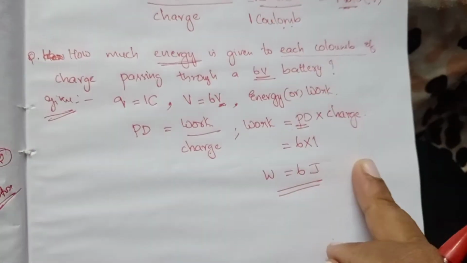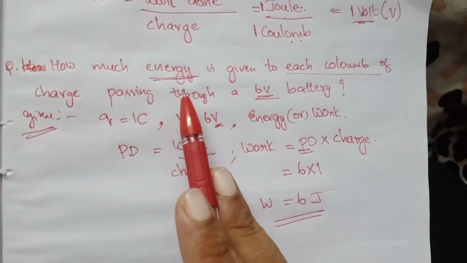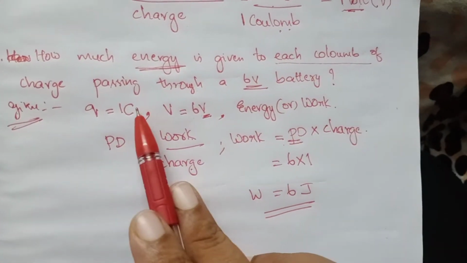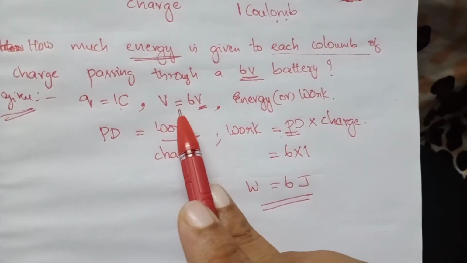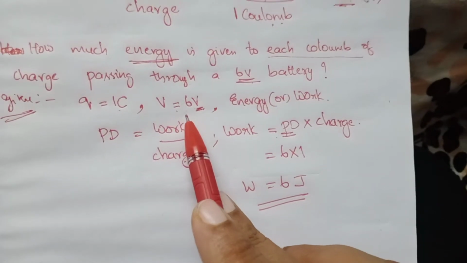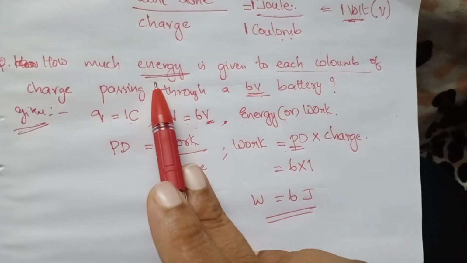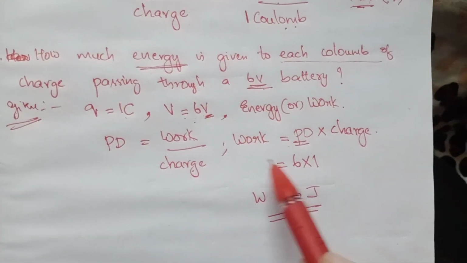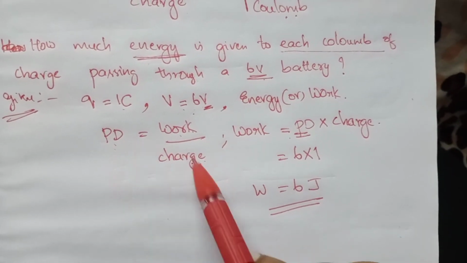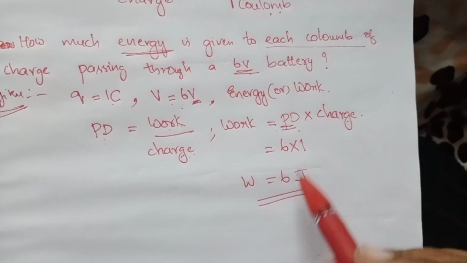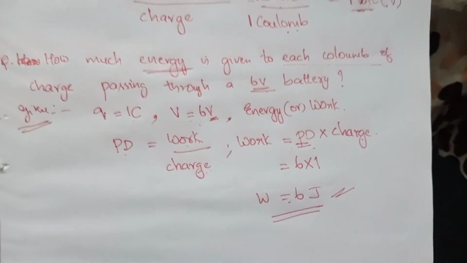Okay, so it's a very simple question. The value given is each coulomb, which means the charge is 1 coulomb, and 6 volt battery, which means they have given the value for potential difference. You need to find out the energy. Energy and work are the same, so from the equation work is equal to potential difference into charge, we get the work done as 6 joules.